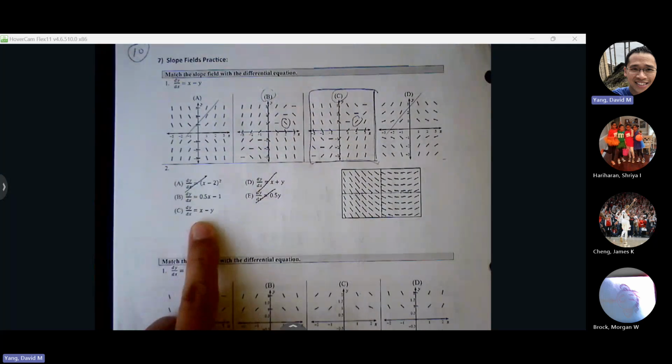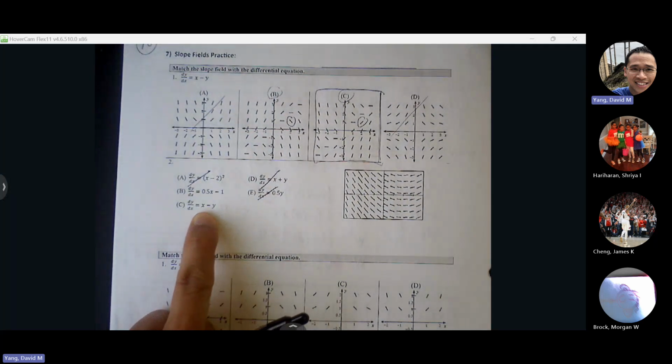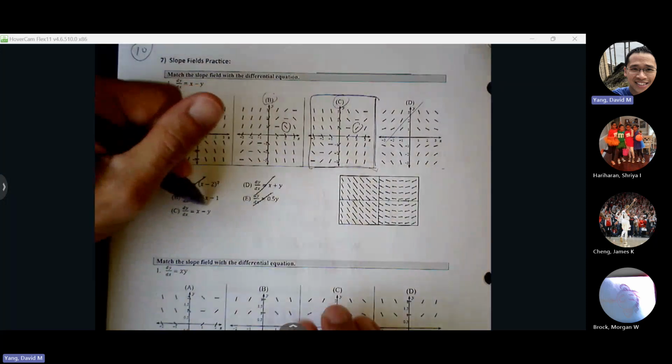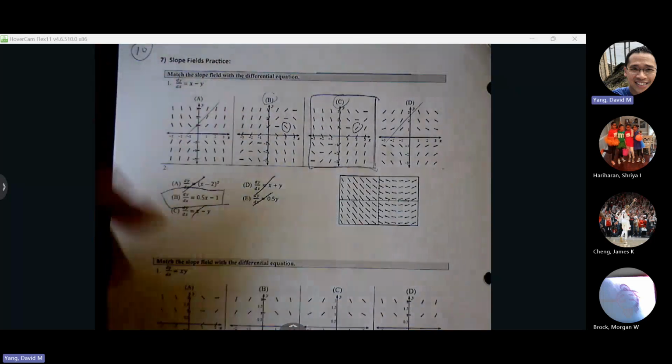That's not the case. Here, for x minus y, the ordered pair 1, 1 will be 0, 2, 2 will be 0, 3, 3 will be 0. We don't see that lined up very well. So 0.5x minus 1, I think, is the best fit.